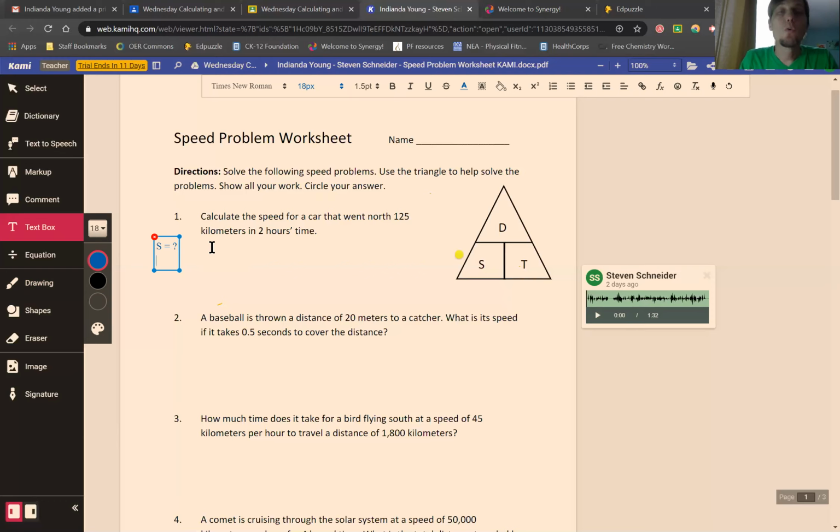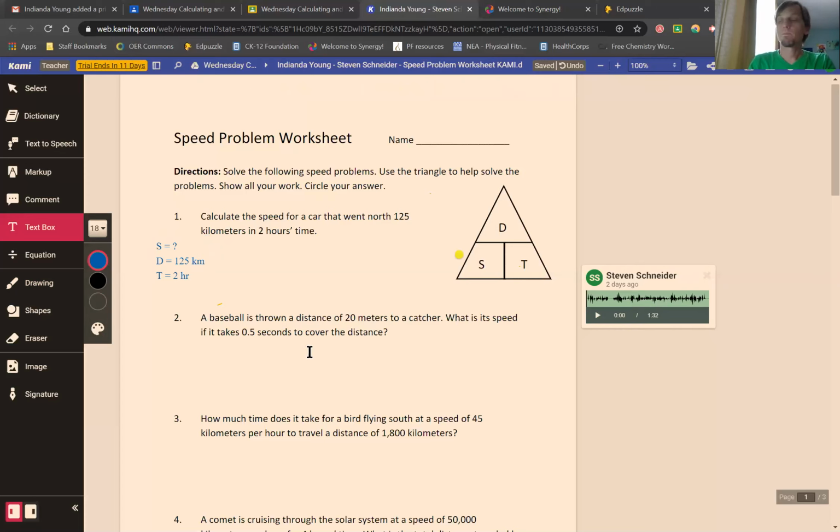And a car went north. So that went north tells me we're talking about velocity also because it has direction. 125 kilometers. So I'm going to say distance, D, equals 125. Instead of typing out kilometers, I'm going to put km. And now in 2 hours time, I'm going to push enter, I'm going to put T equals, and time in the problem is 2 hours. So 2, I'm going to put HR as hours. And I can click out of that box. So I've done step 1, okay?